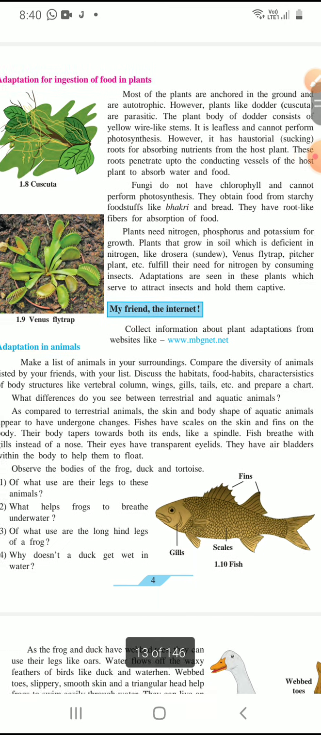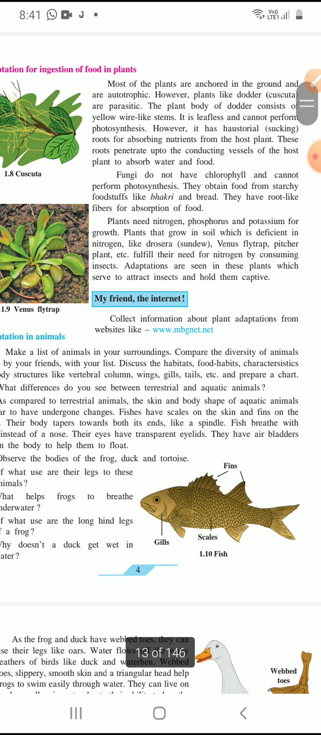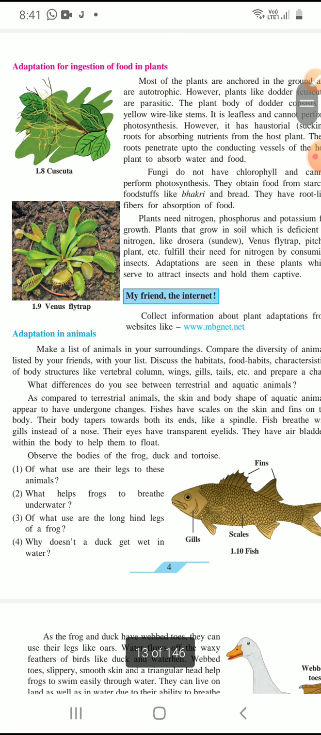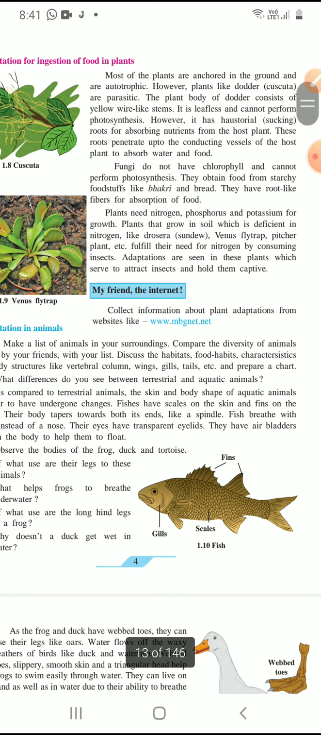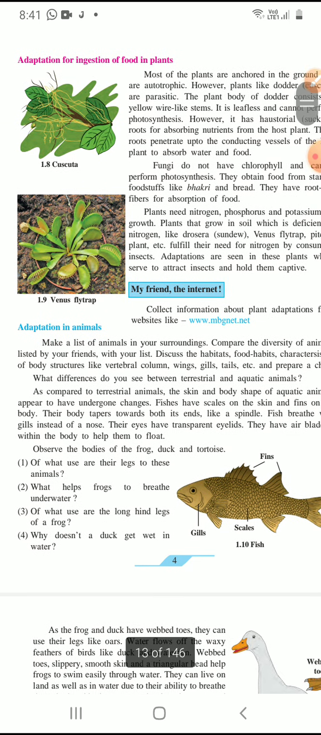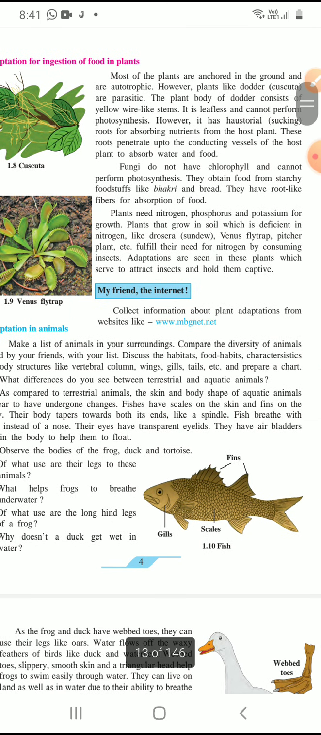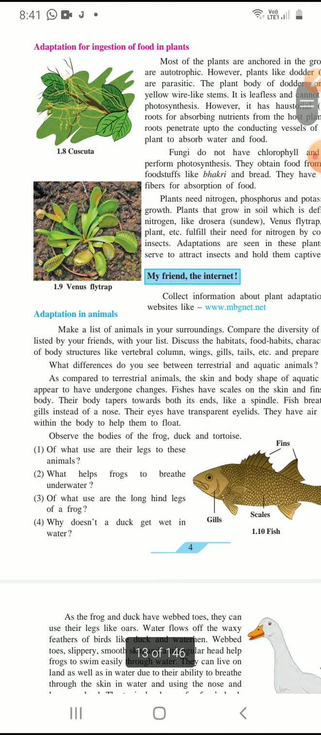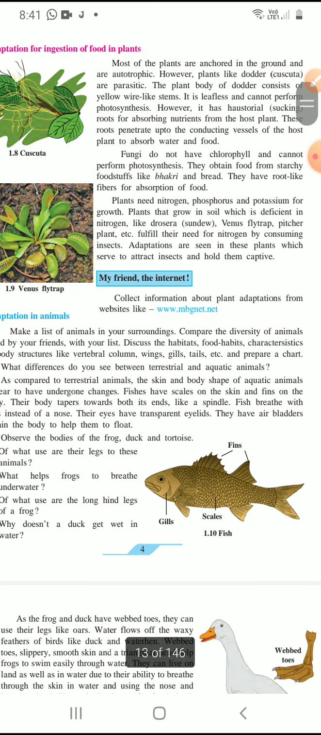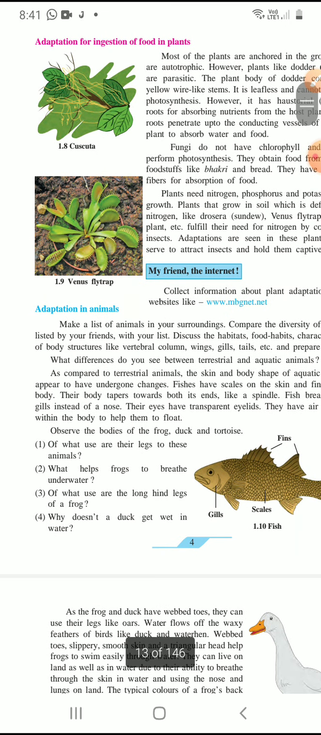terrestrial and aquatic animals? As compared to terrestrial animals, the skin and body shape of aquatic animals appear to have undergone changes. Fishes have scales on the skin and fins on the body. Their body tapers towards both ends like a spindle. Fish breathe with gills. Their eyes have transparent eyelids. They have air bladders within the body to help them stay afloat.